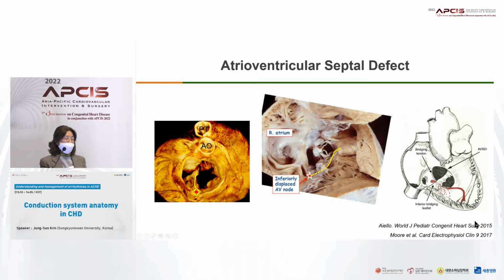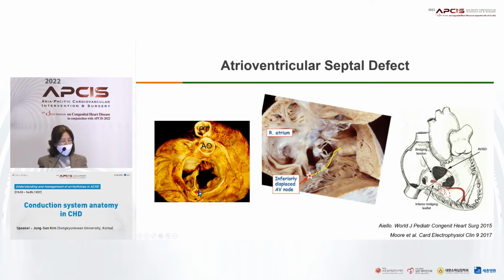Next one is AVSD. This picture shows a heart from the right side, and there is a big hole at the atrioventricular junction. Even though the atrial septum and the ventricular septum are normally aligned, the atrial septum primum part is deficient, so it does not contact the inlet ventricular septum. And the picture on the left side shows a common atrioventricular junction instead of two separate junctions.